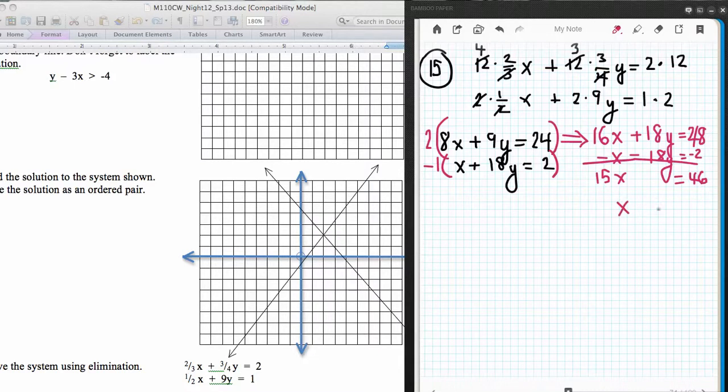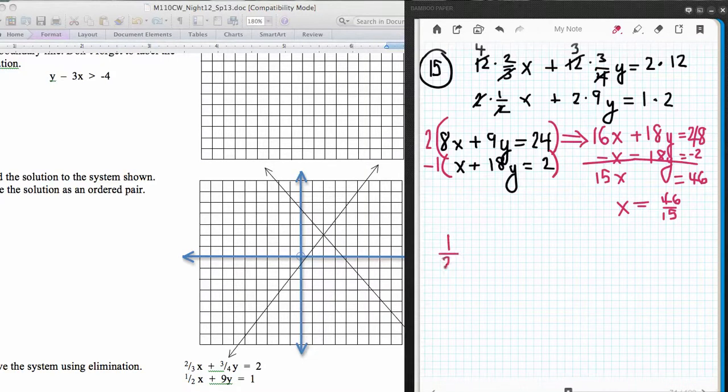And that will give us x is equal to 46/15. Now that is kind of an unfriendly fraction, but it's certainly a possibility for solving. And the way that I would go about solving it is I go about putting it back into an original equation and solving for the other one. So I would go back to one of the equations.